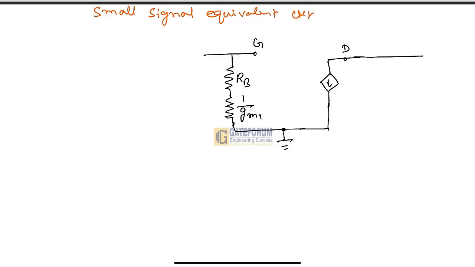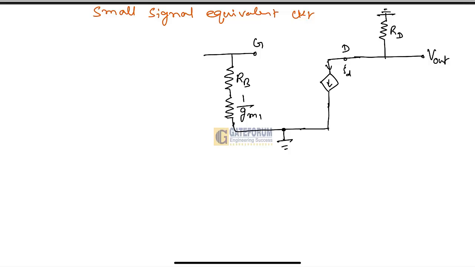As for the rest of the elements, on the output part, in this AC equivalent this is RD. In an AC equivalent circuit, all the DC voltages are taken as equivalent to ground. So this will be ground, and at this terminal we are going to calculate the output voltage. Here is the dependent current, which we can call the drain current.